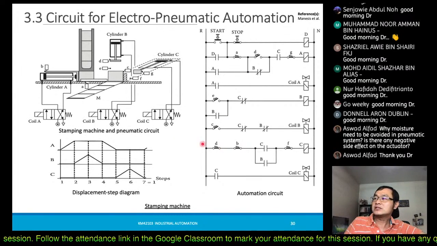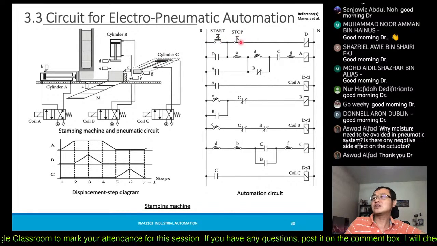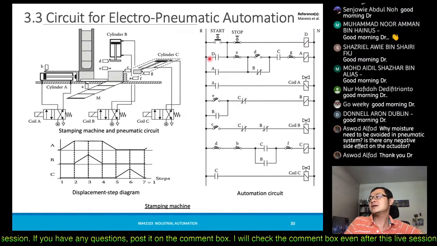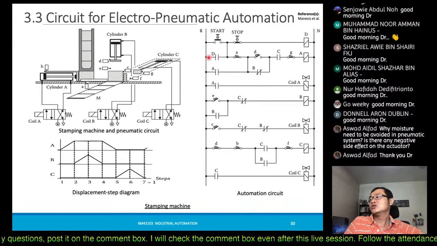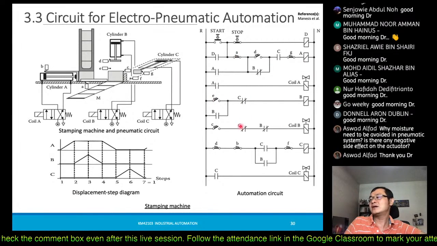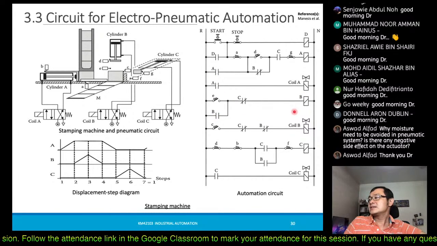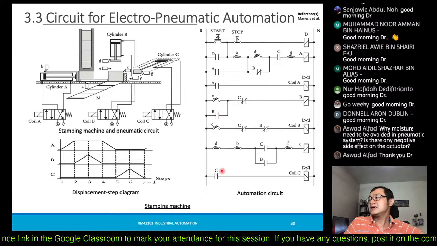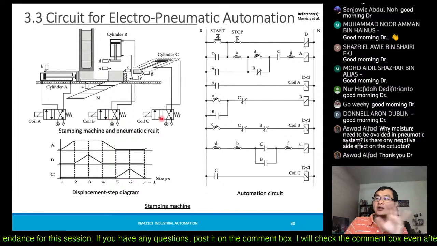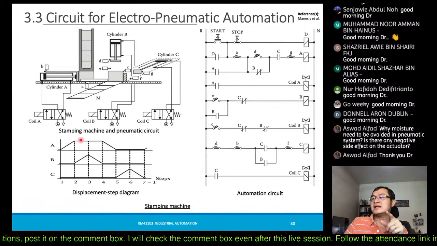This is a stamping machine, and when you press start, unless you press the stop button, it will continue to operate, because it is now contacting through to operate the other segments: cylinder A, cylinder B, and cylinder C, or the coil C itself. So this is how you can operate multiple cylinders and activate them when required.